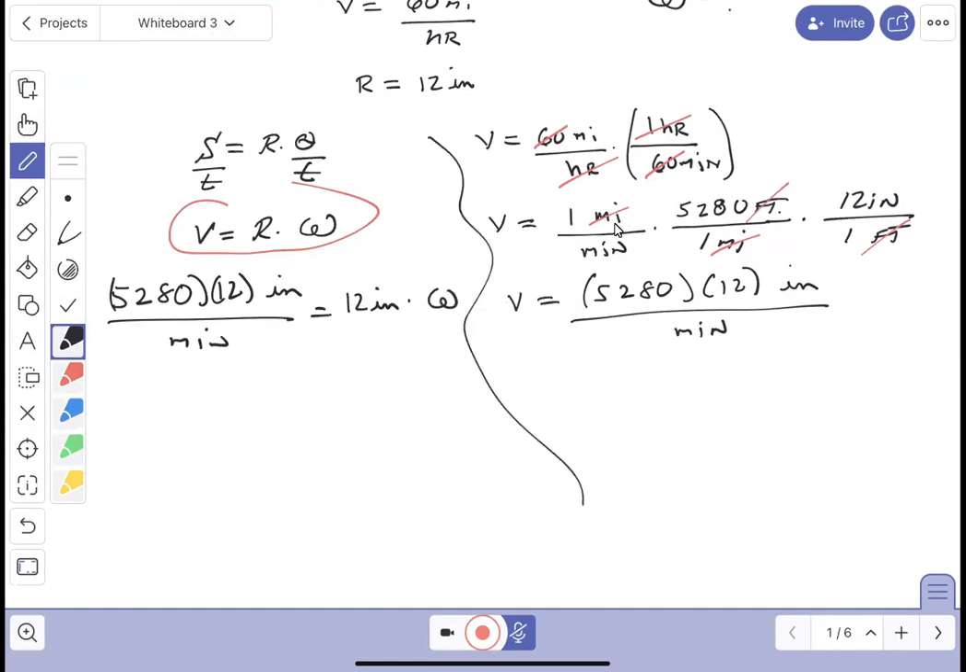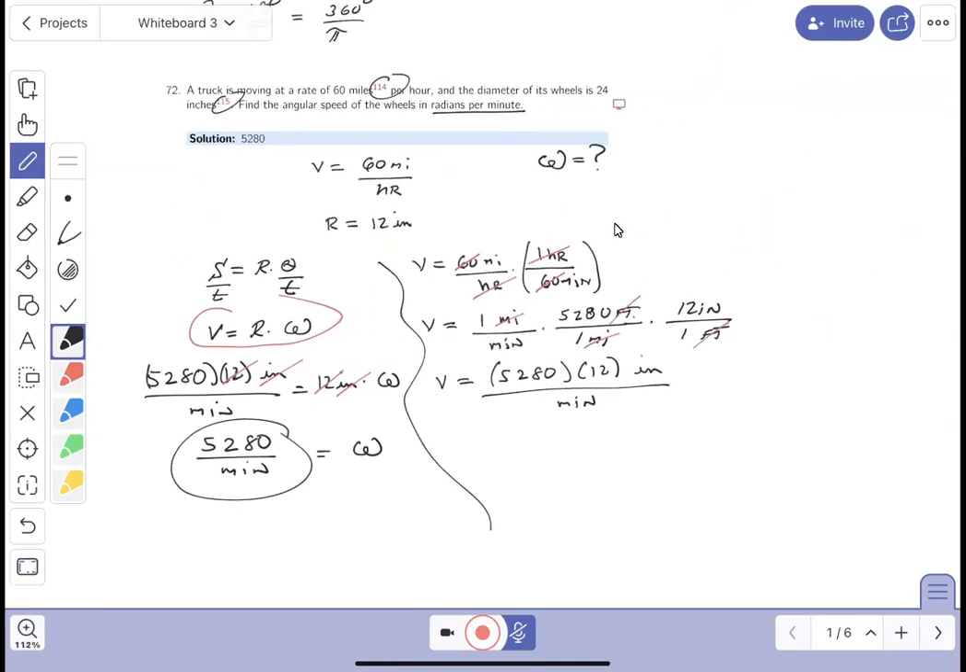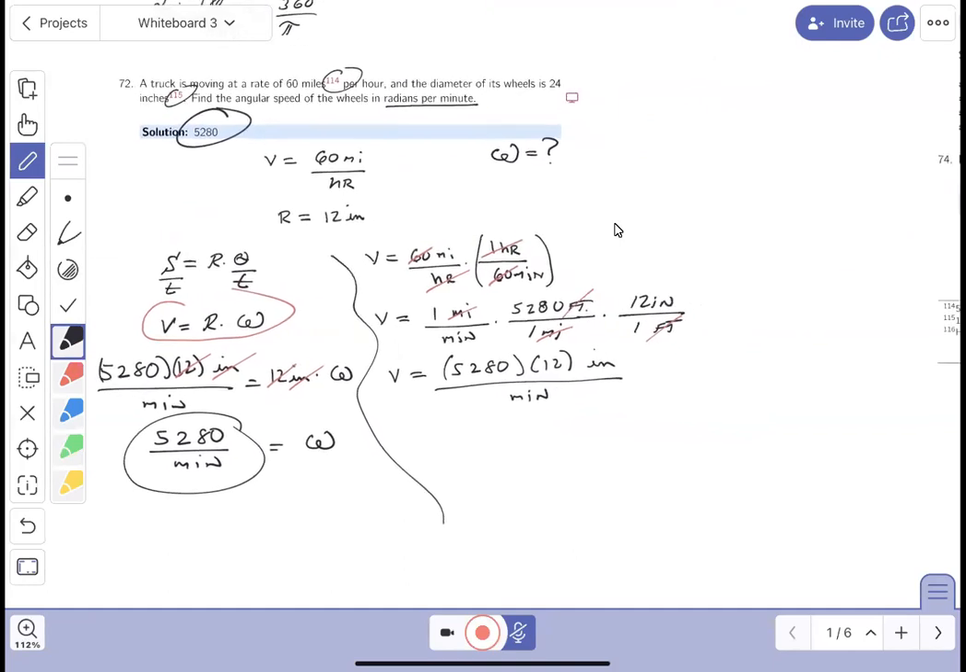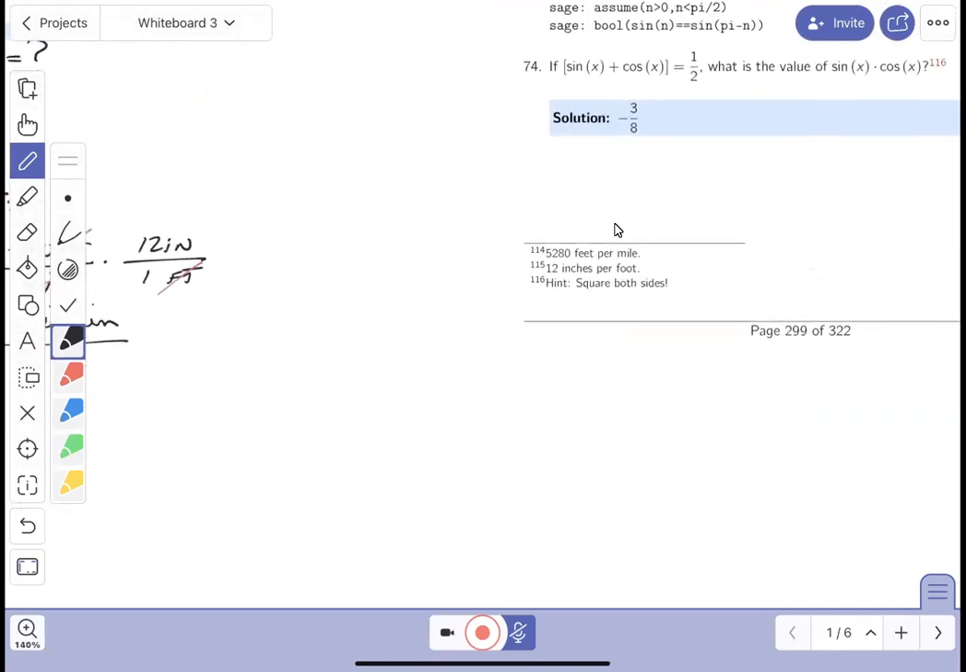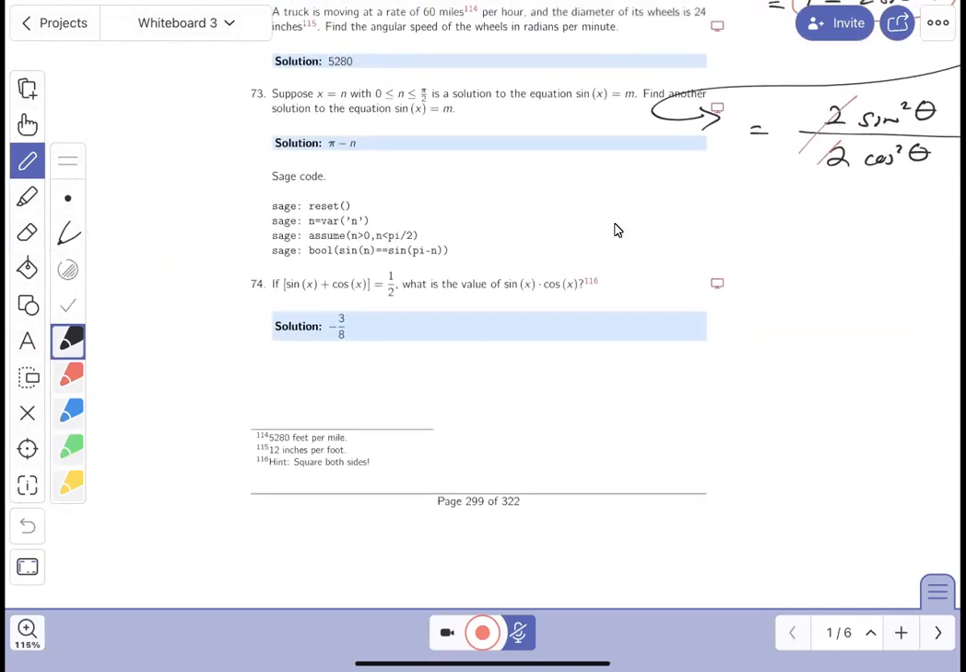I think I could solve that. Divide both sides by 12 and divide both sides by inches, and you get something really simple. What do you get? 5,280 per minute. That's the omega. Let's go back to the question. Radians per minute. I have the answer, 5,280. Not bad. Glad I didn't do the multiplication, 12 times 5,280.